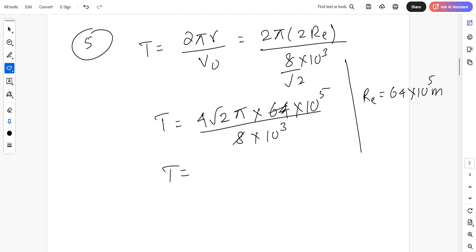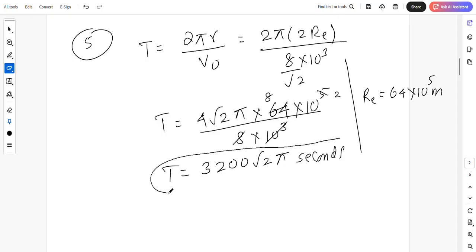8 times I can multiply. 8 4s are 32. This will become 3200 root 2 pi seconds. 3200 root 2 pi seconds is the right answer. Let us go to the next problem.